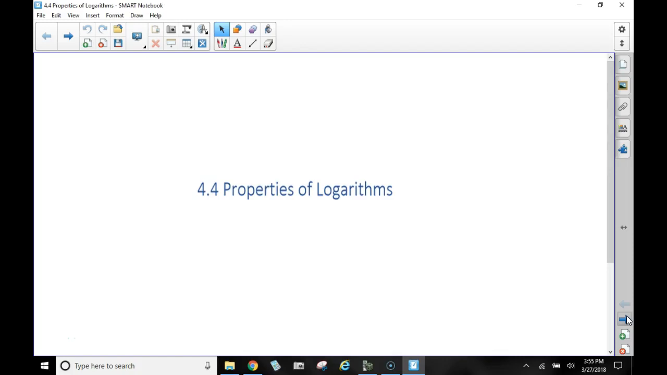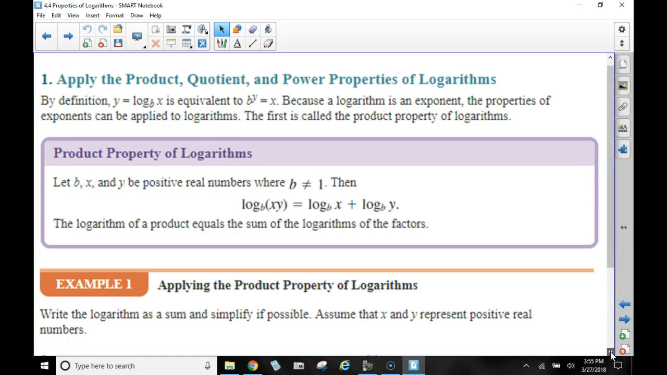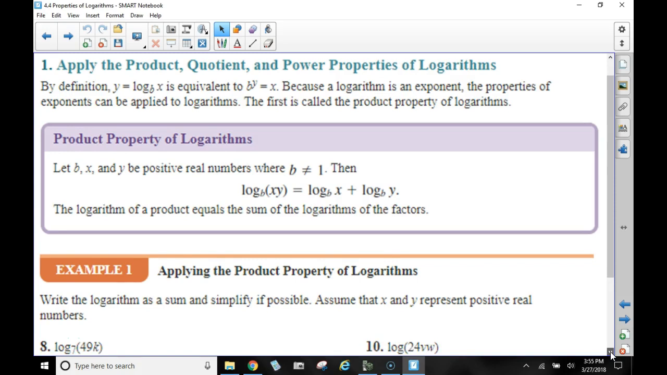All right, in section 4.4, we will be examining some properties of logarithms, and those are going to allow us to simplify some kind of complicated expressions. This is really something important to use when we are going to be solving some logarithmic equations, and we use this quite a bit in calculus as well. All right, let's look at property number 1. It's called the product property of logarithms.